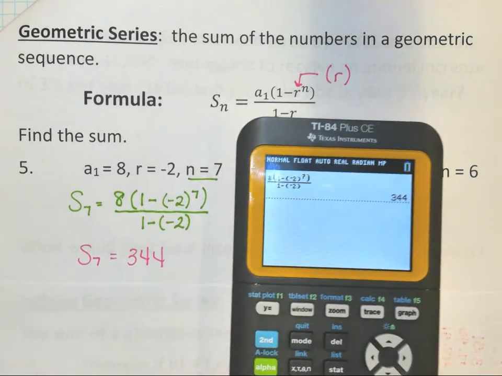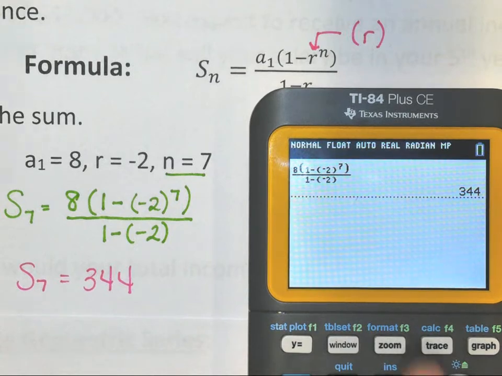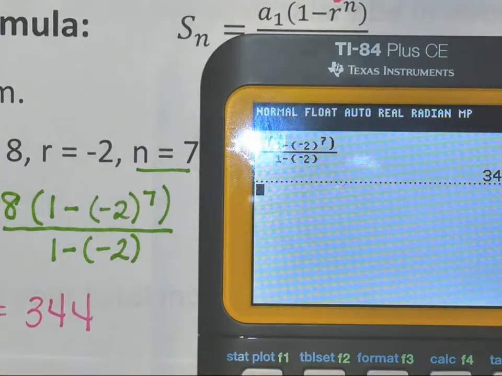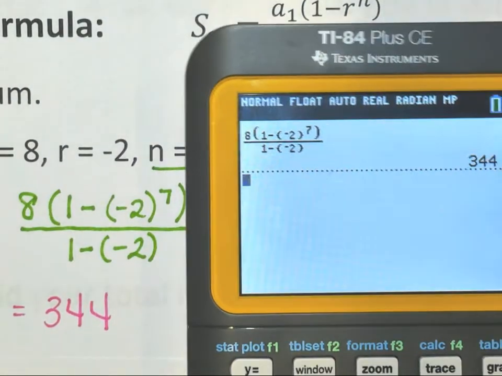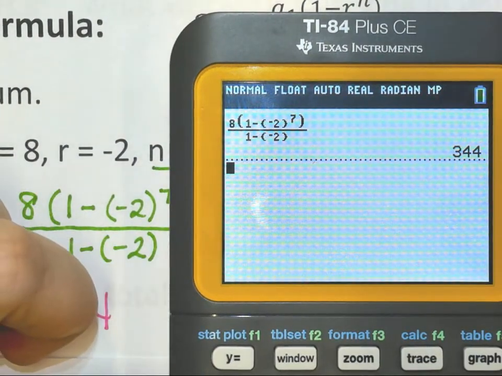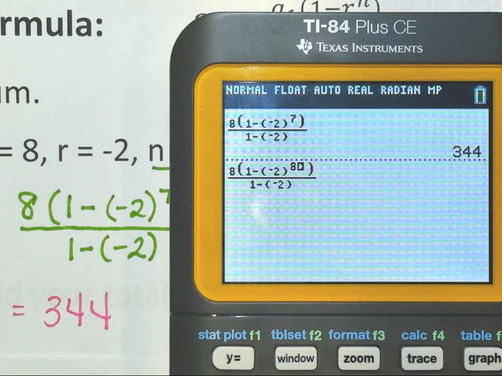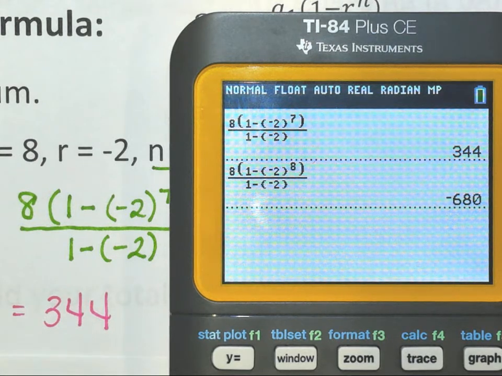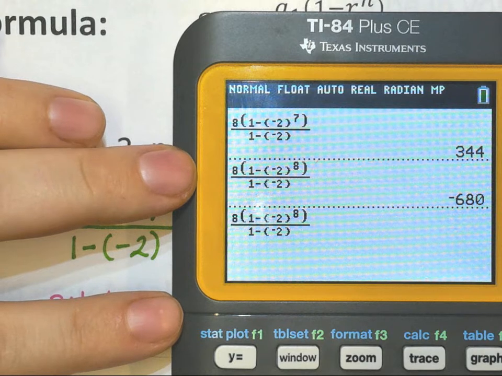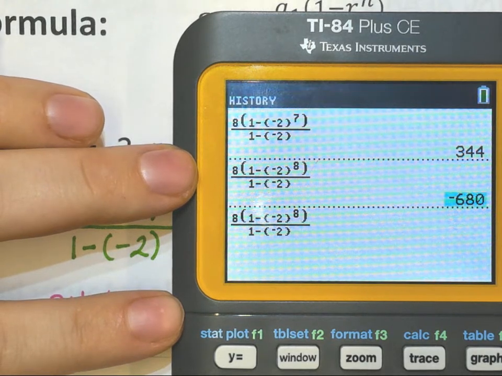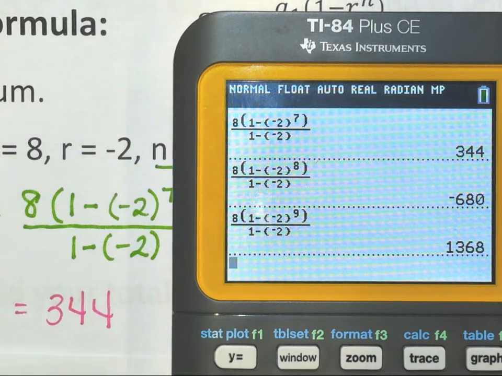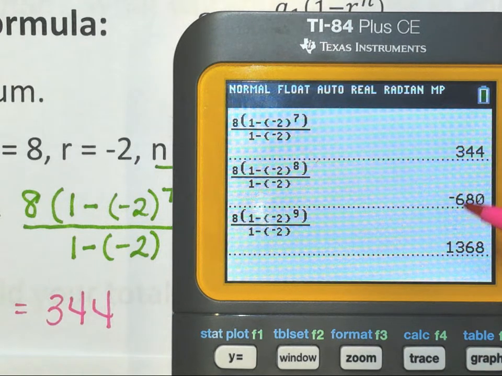Now, one thing that you want to be aware of, because that 2 is negative, if I simply change the exponent, that might make a lot of difference in my actual answer. So all I'm going to do is change that 7 to an 8 and show you what that does. If I include the next term, now not only is my sum negative, but it's hugely negative. Way different. If I change that 8 to a 9, it bounces back to positive. Do you understand what I'm getting at here? So this is just going to keep bouncing back and forth between a positive number and a negative number.